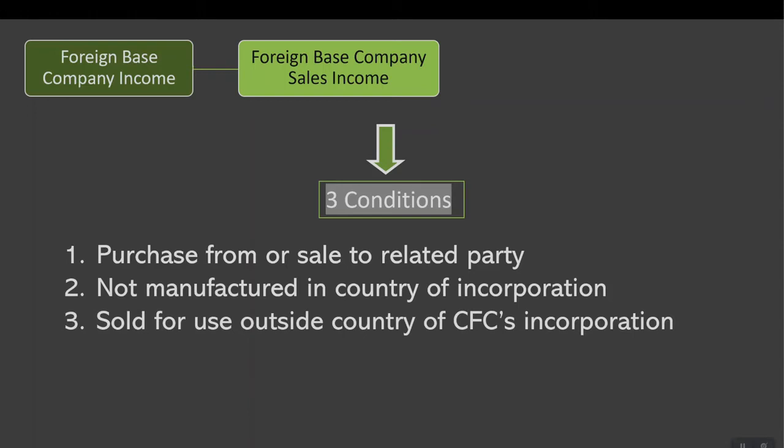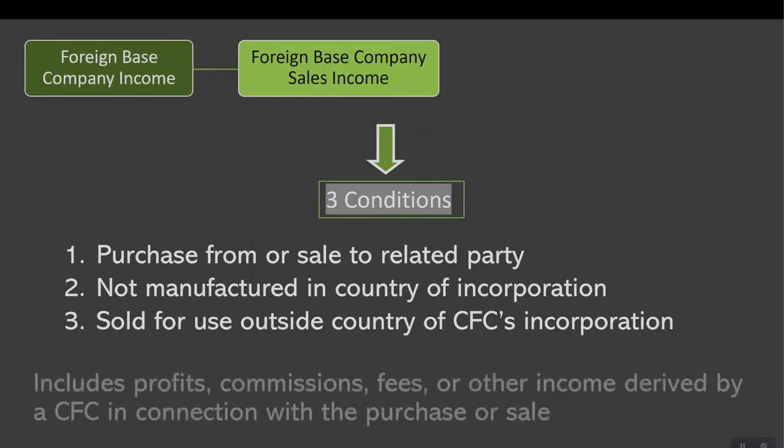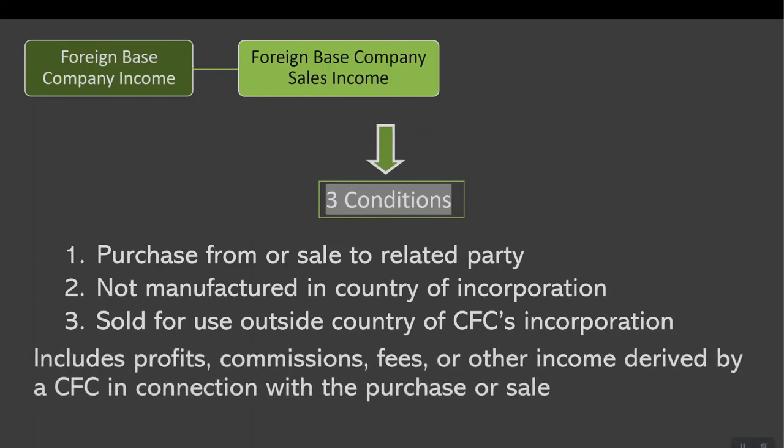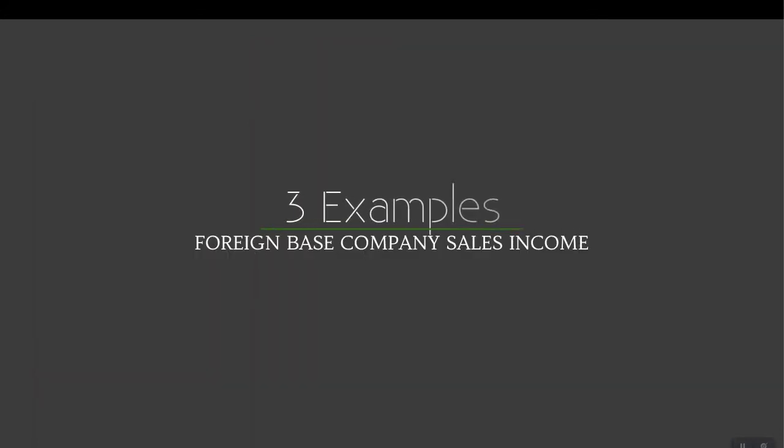Or, in the case of property purchased on behalf of a related person, is purchased for use, consumption, or disposition outside such foreign country. Revenue earned includes commissions, compensation, fees, or other income derived by the CFC in connection with this purchase or sale. In order to better understand instances where property may be bought or sold between related and unrelated parties to which Subpart F rules apply, we're going to walk through 3 examples.